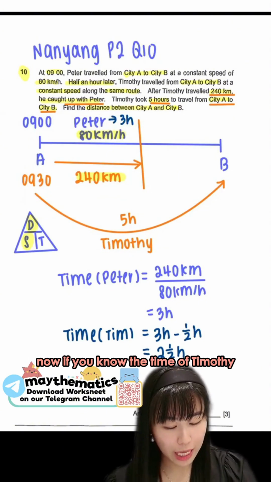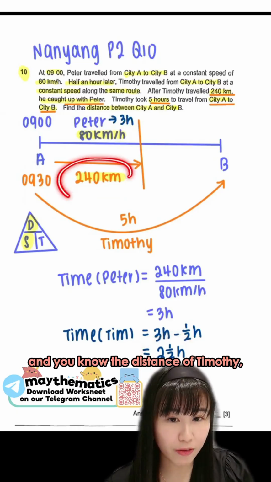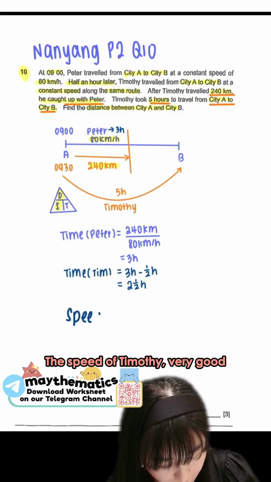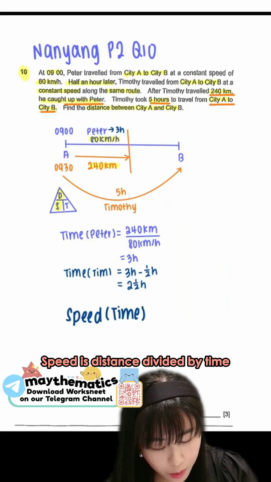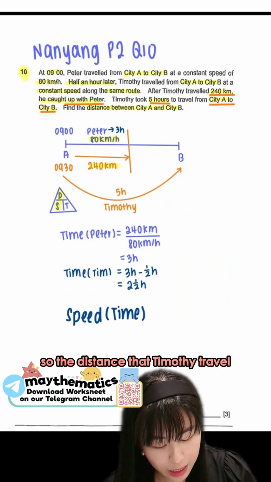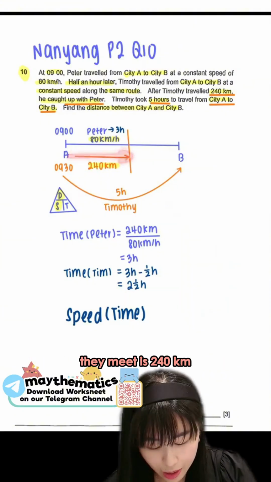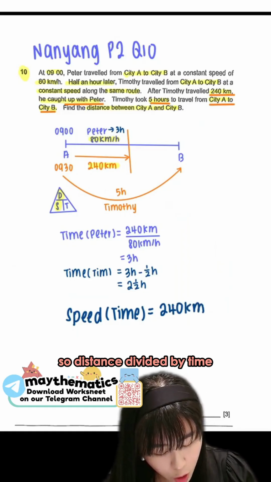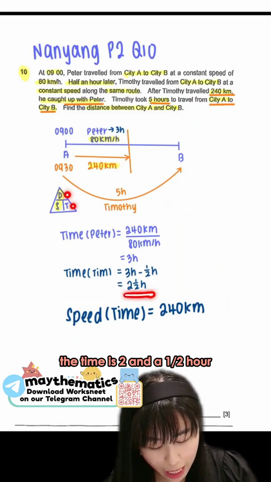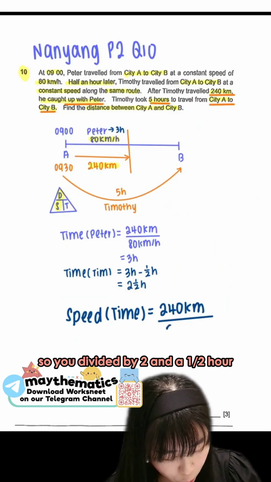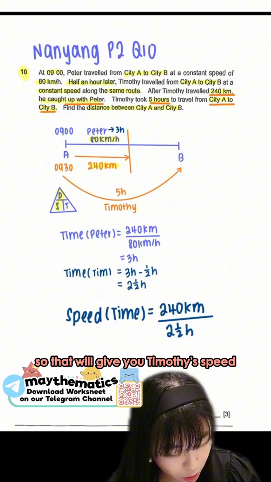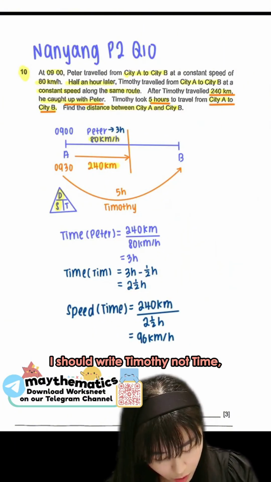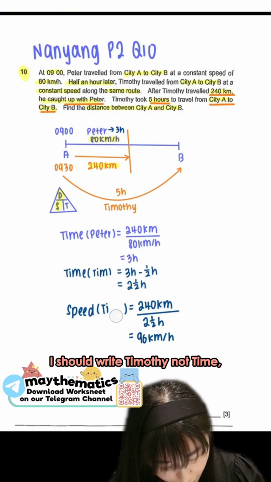Now, if you know the time of Timothy and you know the distance of Timothy, what can you find next? The speed of Timothy. Very good. So how do you find the speed? Speed is distance divided by time. So the distance that Timothy traveled up to the point that they meet is 240 km. So distance divided by time. The time is 2.5 hours, so you divide it by 2.5 hours. That will give you Timothy's speed, which is 96 km per hour. Oh, I should write Timothy, not time.